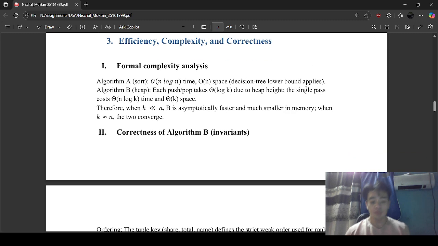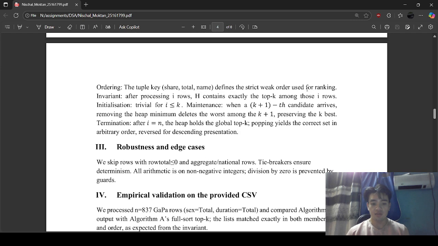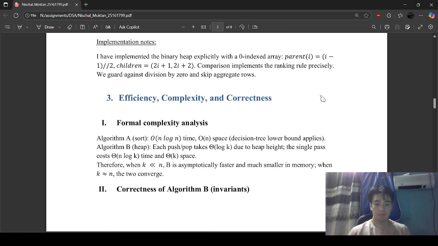So, what is the min heap? How does it work? A min heap maintains the smallest element at the root.